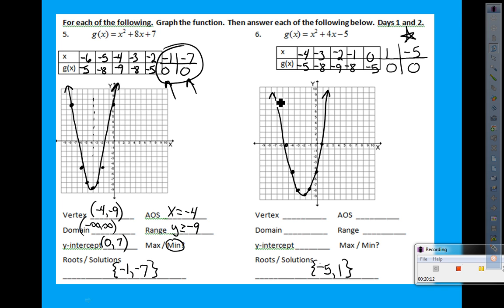Let me quickly fill in these other items. My vertex, -2, -9. Axis of symmetry, x equal -2. Domain, -infinity to infinity. Range, y is greater than or equal to, because it's opening up, -9. My y-intercept, 0. My c value, -5. And this thing's a minimum. Okay. So that's what I've got so far.